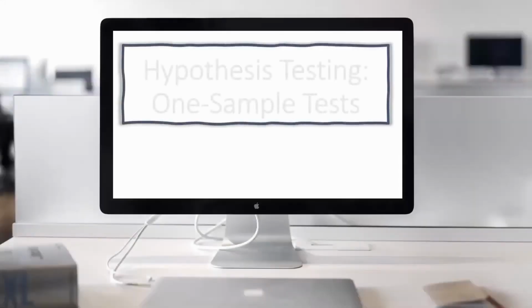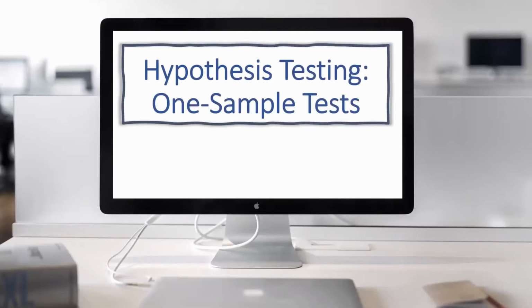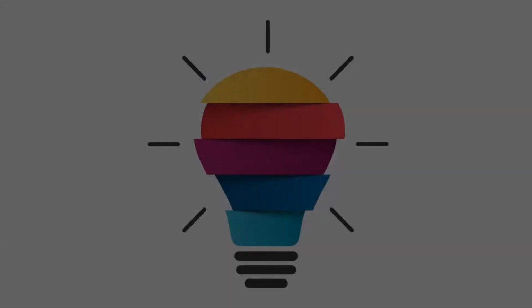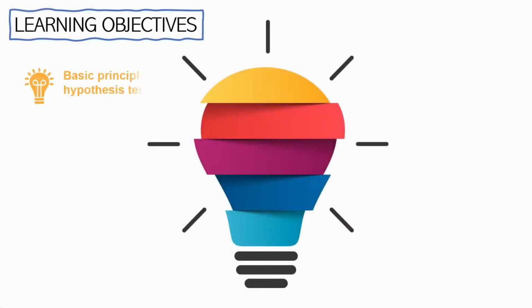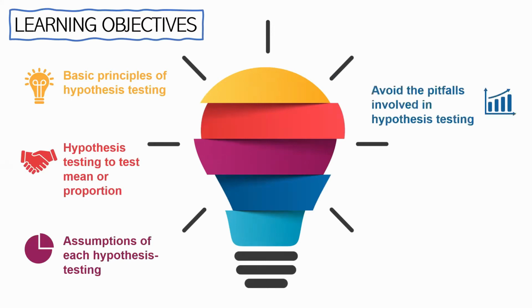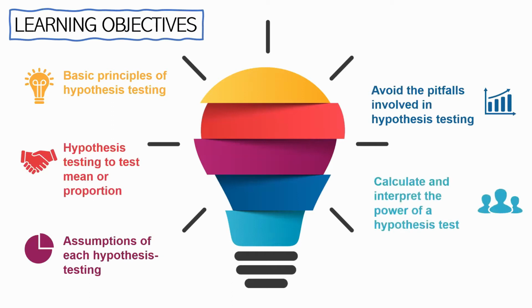In today's lesson, we will be talking about hypothesis testing for one sample test, and this is chapter 9. So in today's lesson, we'll be talking about basic principles of hypothesis testing to test mean or proportion, assumptions of each hypothesis testing, avoid the pitfalls involved in hypothesis testing, and finally, calculating and interpreting the power of hypothesis test.